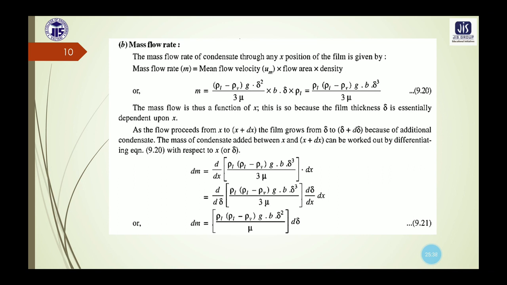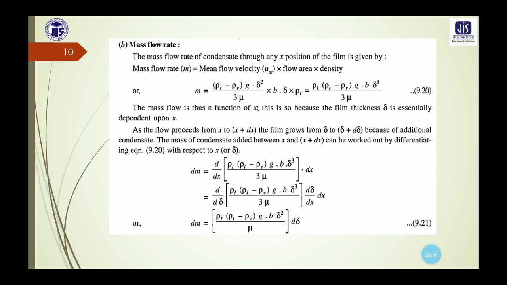Next we need to find the expression of the mass flow rate. Now the mass flow rate of the condensate through any position of the film is given by the mass flow rate, which equals the mean flow velocity times flow area times density. So this is the formula of the mass flow rate.